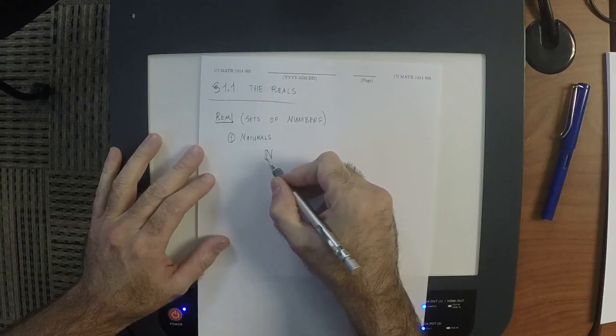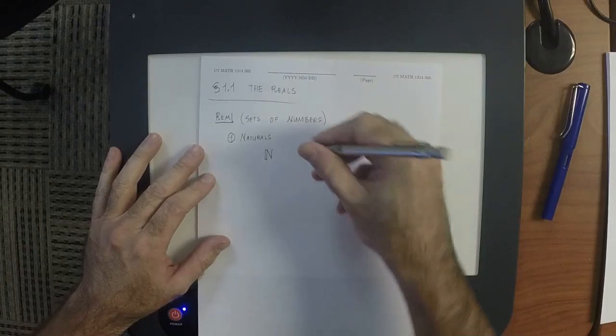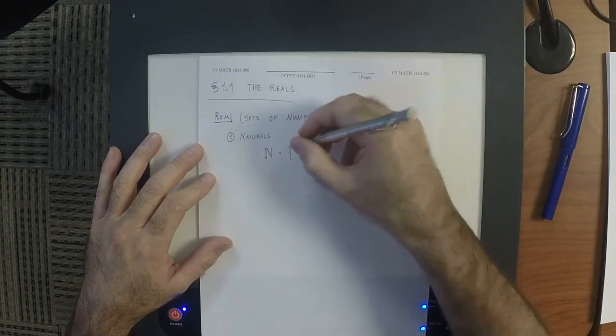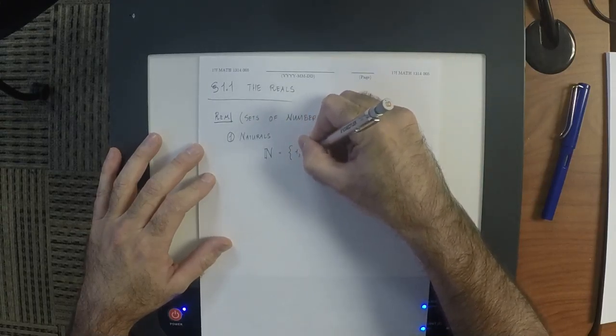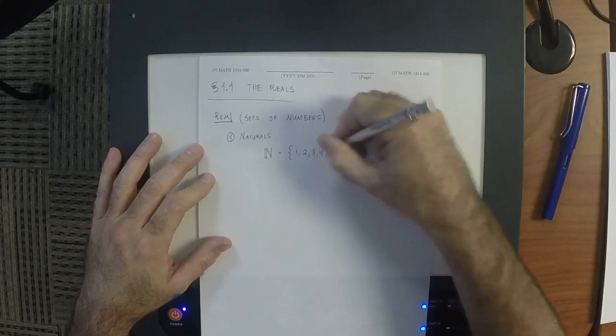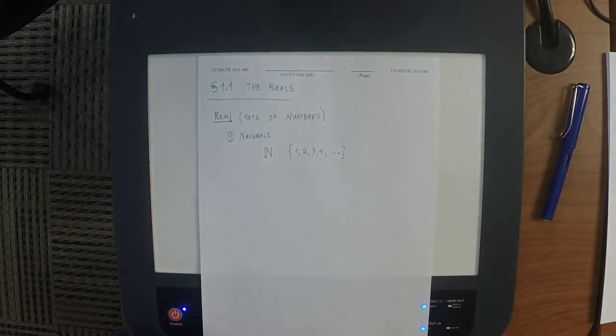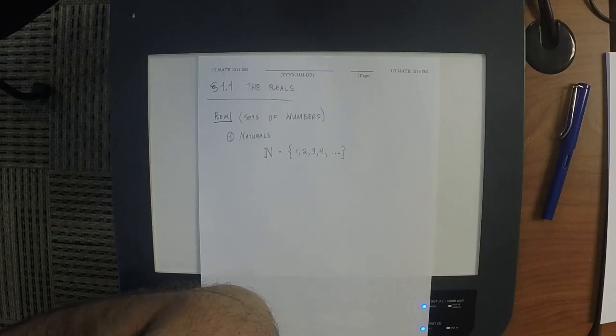So this is called blackboard bold because when you write the symbol for the natural numbers in a textbook, you usually write it in bold, but I don't have a bold pencil. So I've got to do something to make it seem as if I'm making it bold. And that's how you do it. You make that little leg a box.